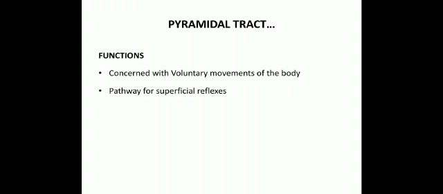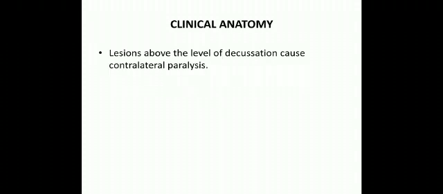The function of the pyramidal tract is concerned with the voluntary movements of the body, and possibly it is also a path for superficial reflexes. The clinical aspect: lesions above the level of decussation cause contralateral paralysis.